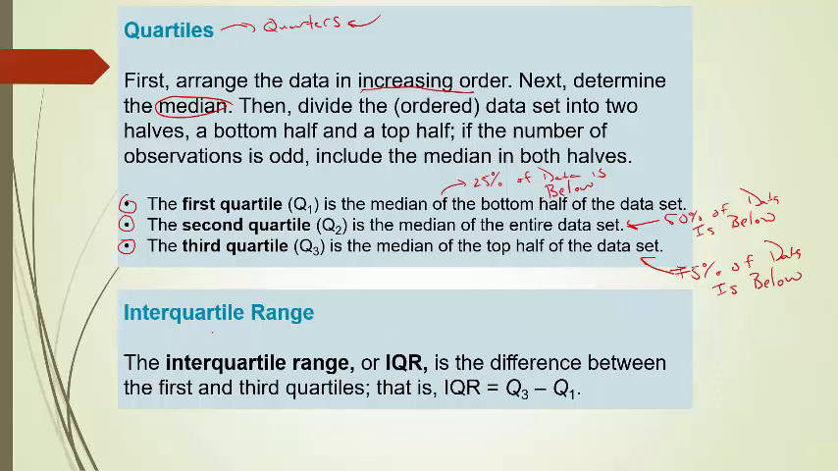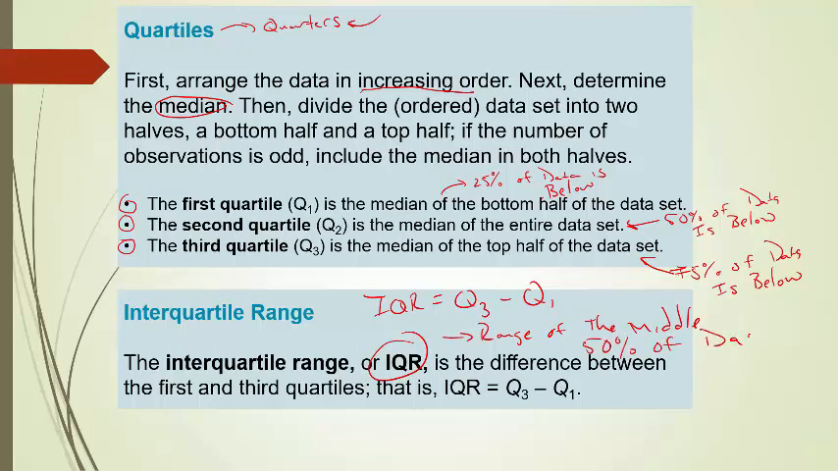From there we can define what's called the interquartile range, or IQR. It's just the difference between the third quartile and the first quartile, so it's Q3 minus Q1. What it really is, is the range of the middle 50% of data. That's what this IQR is.